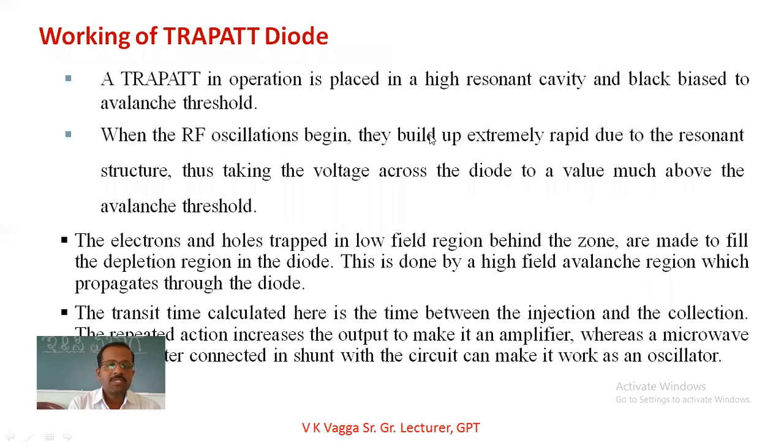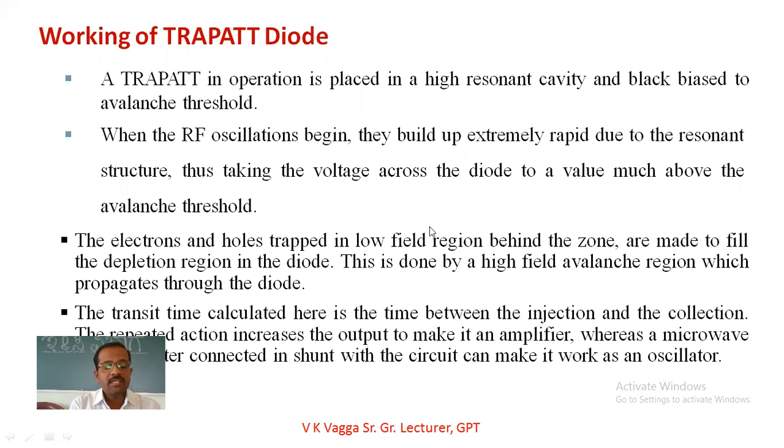If you take the working principle of the TRAPATT diode here, a TRAPATT diode in operation is placed in a high resonant cavity, and it is biased to the avalanche threshold. Obviously it is going to be operated under reverse bias. When the RF oscillations begin, they build up extremely rapidly due to the resonant structure. It is thus taking the voltage across the diode to a value much above the avalanche threshold.